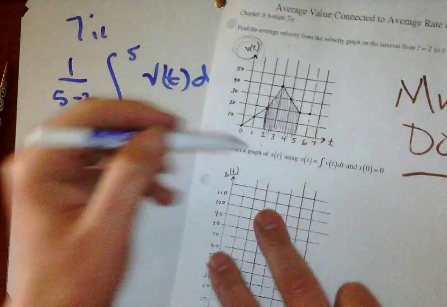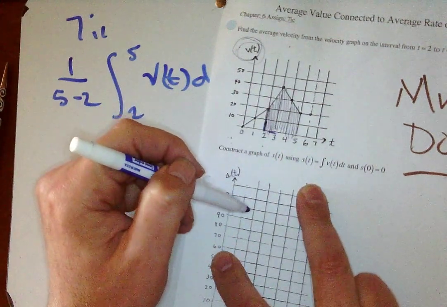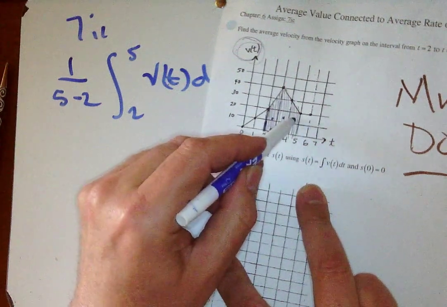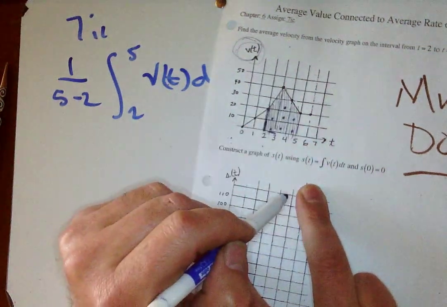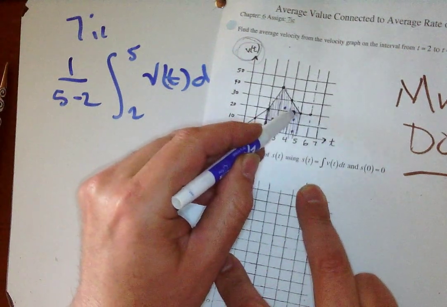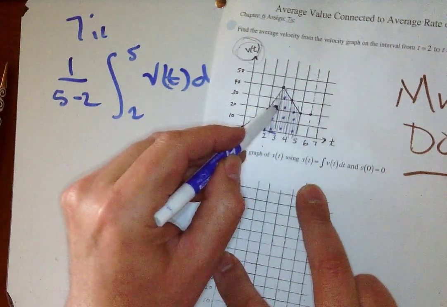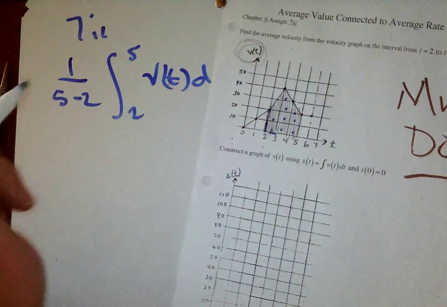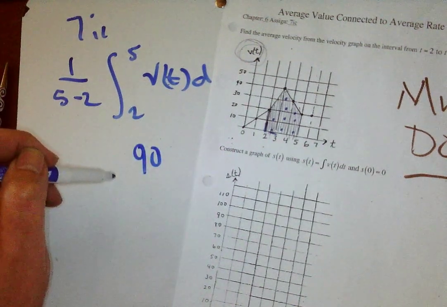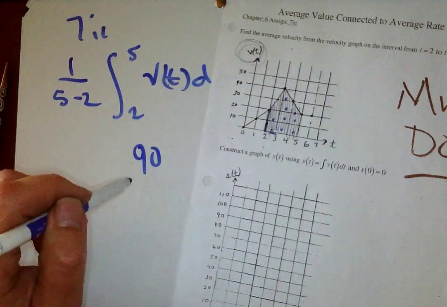Look, each of these boxes has a width of 1 and a height of 10. 1 times 10 is 10. So 10, 20, 30, 40, 50, 60, 70. This is half a box, this is half a box. That makes another 10, 80. And here, this is 2 boxes cut in half, so there's another 10, 90. So the value of the integral from 2 to 5, I got 90, because I added up the area of all these boxes. And that's exact. It's not an approximation.